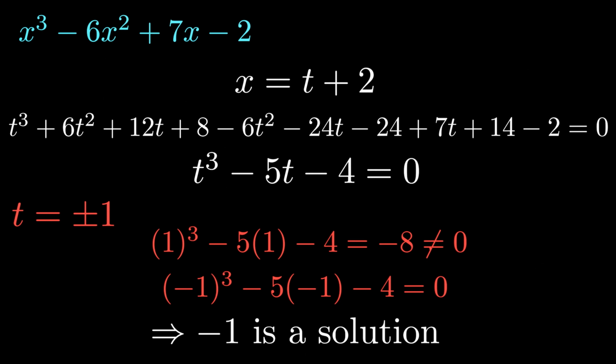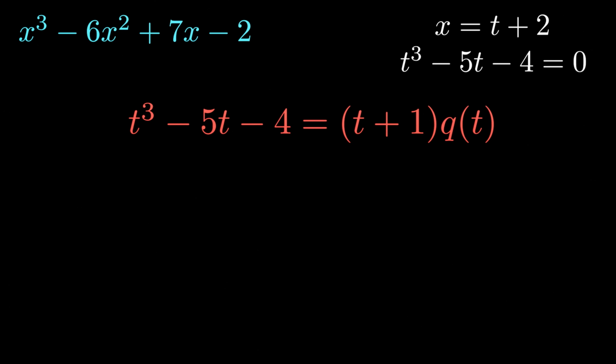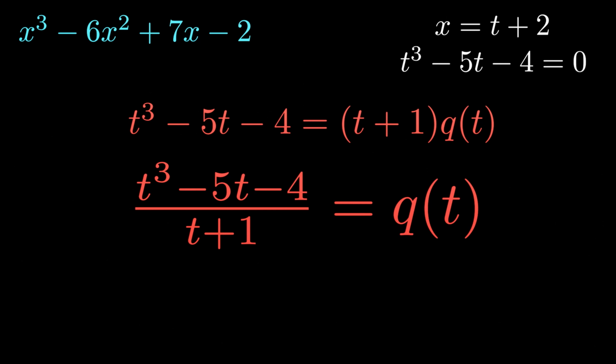Now we have t cubed minus 5t minus 4. Because minus 1 is a solution of this equation, we can rewrite our cubic polynomial as t plus 1 multiplied by q of t, where q of t is a quadratic polynomial in t. If we divide by t plus 1, we have t cubed minus 5t minus 4 divided by t plus 1 equals q of t. And now we can use synthetic division to figure out what our quadratic polynomial in t is.